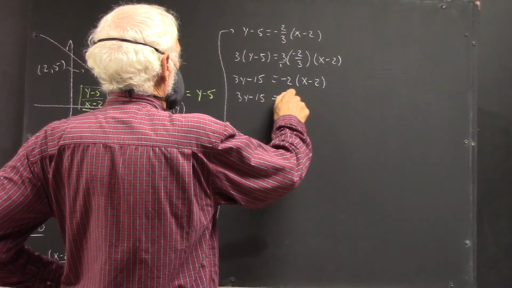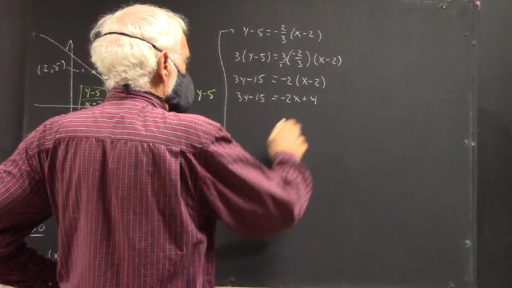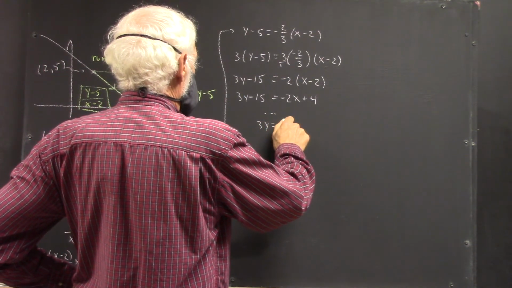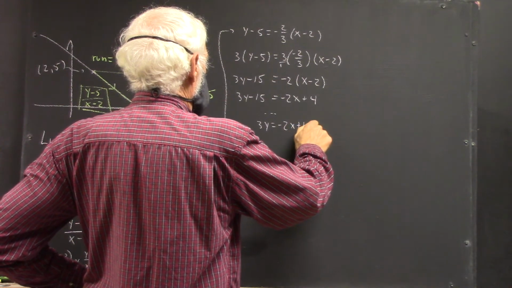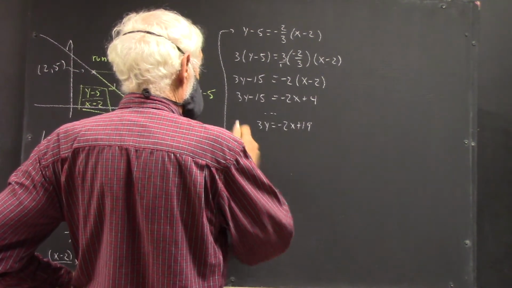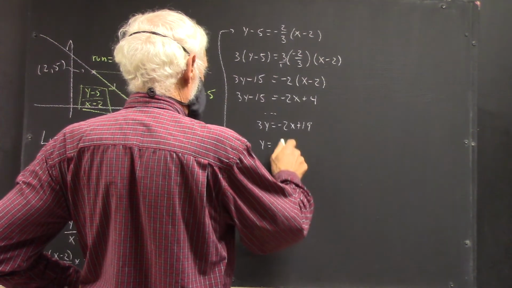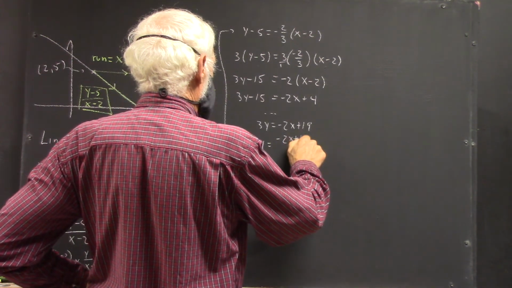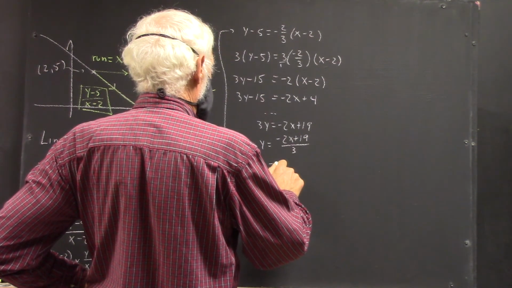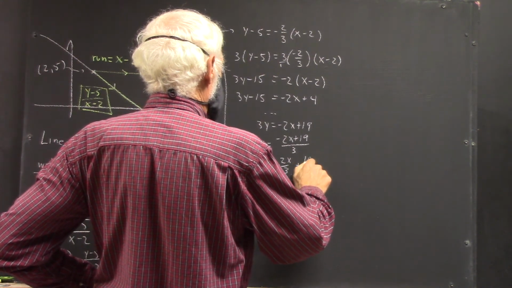Okay, well, 3y minus 15 is negative 2x plus 4. Then we add 15 to both sides. I'm not going to write out that step, but everybody's pretty good with that. If I did it right, I get 19 on the right side with all this other stuff. So y equals negative 2x plus 19 over 3, which equals negative 2x over 3 plus 19 over 3.